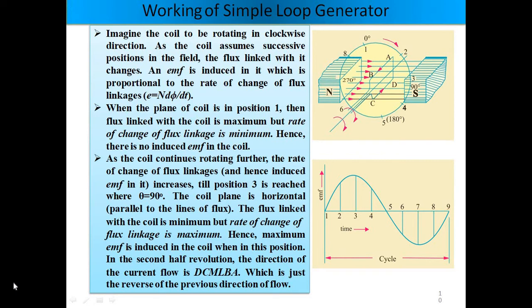The coil plane is horizontal, parallel to the lines of flux. The flux linked with the coil is minimum, and the rate of change of flux linkage is maximum. Hence, maximum EMF is induced in the coil in this position. In the second half revolution, the direction of the current flows D, C, B, A, which is just the reverse of the previous direction of flow.